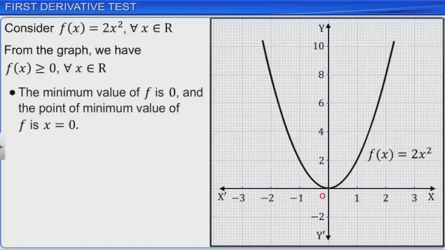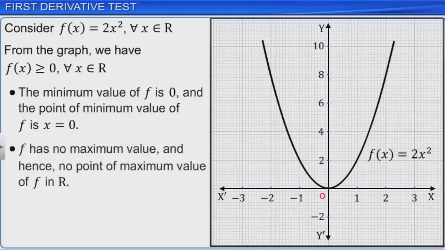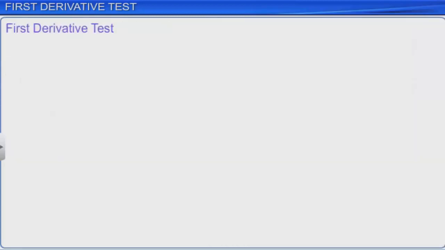Also, there is no maximum value for this function, since the value of the function increases as x increases from 0, and also the value of the function increases as x decreases from 0. In addition to this method, there is another method known as the first derivative test, which is quite frequently used to find the minimum or maximum value of a function.